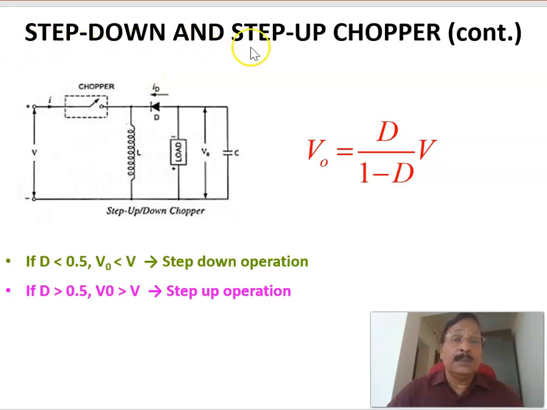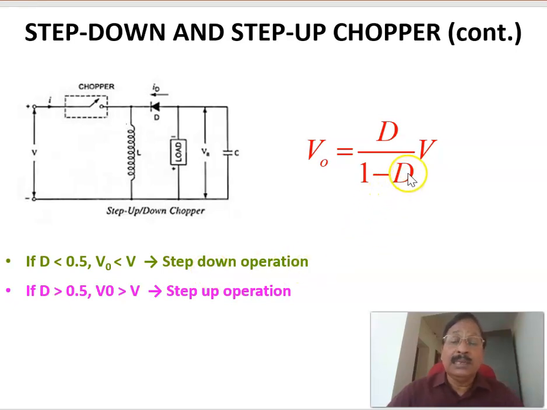Now, continuing the step down, step up chopper. In that case, the relation between the average output voltage and the input voltage is V0 equal to D by 1 minus D times V. Therefore, by controlling D, you can vary the average output voltage. For example, if you keep D less than 0.5, we can see that the output voltage will be less than the input voltage. That is called a step down operation.